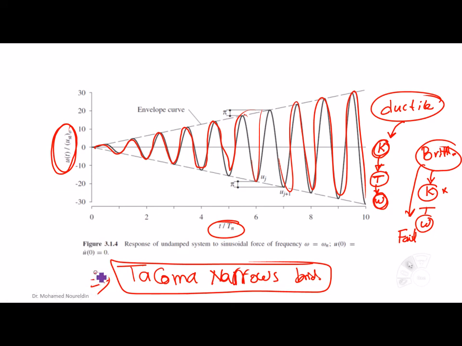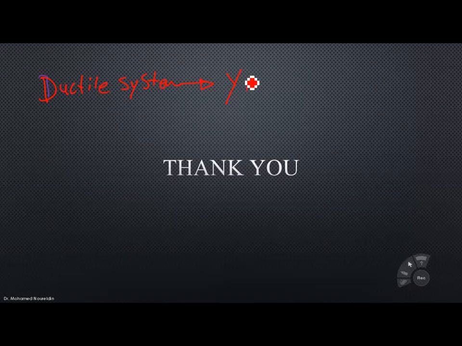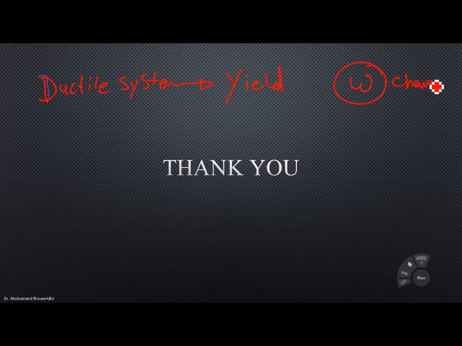We need our systems to be ductile because here the system, let me put it in here, for a ductile system, we are going to find that yielding would take place. So we're going to find yield would take place. Why? Because our omega is going to be changed.